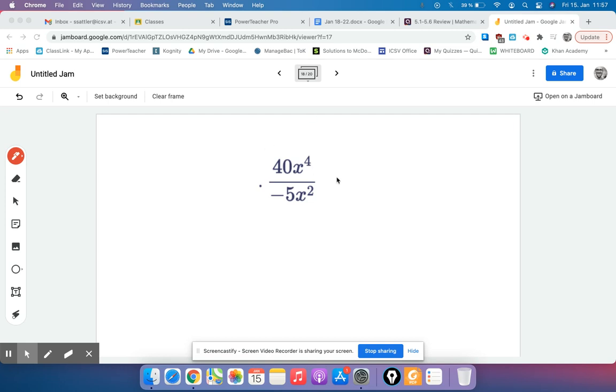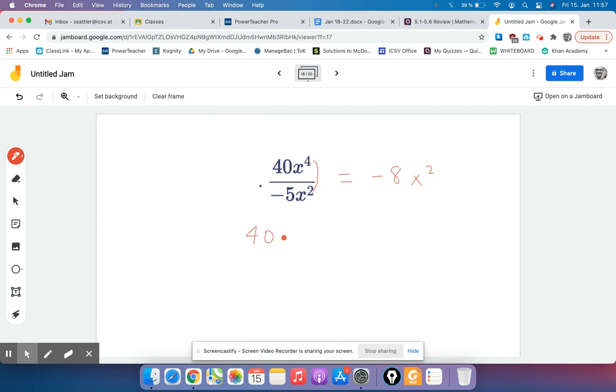So for this problem, we just need to simplify. So we can divide 40 divided by negative 5 is negative 8, just like we normally do. And x to the fourth divided by x squared is x squared, because we subtract the exponents. 4 minus 2 is 2.